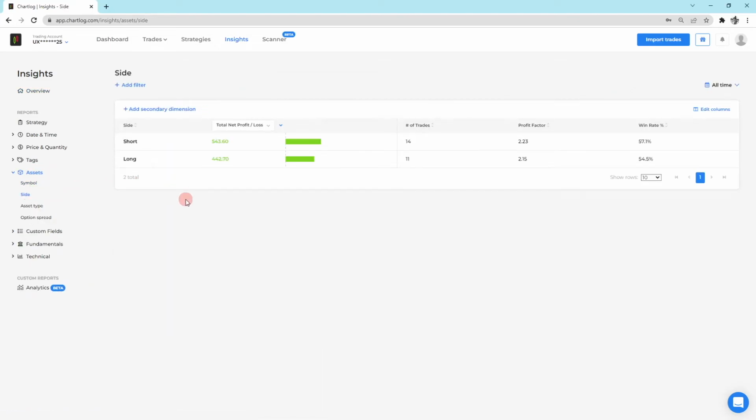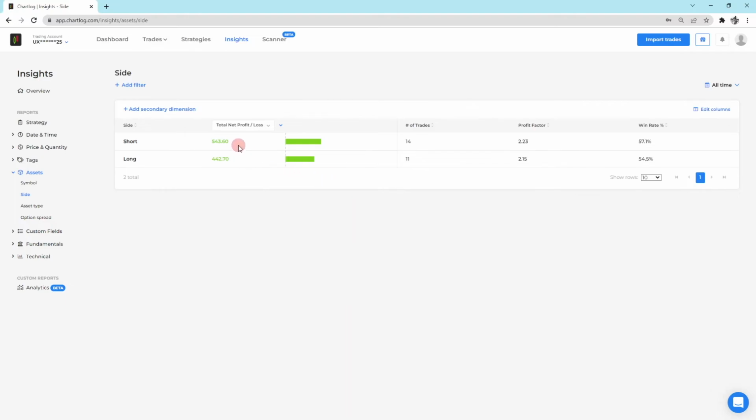So now we can see for the short side, we made 543 bucks. For the long side, we made 442. We took a similar amount of trades. The profit factor was very similar and the win rate was also pretty similar. So in other words, our first idea was plain wrong. We are not much better trading it to the short side than we are trading it to the long side.